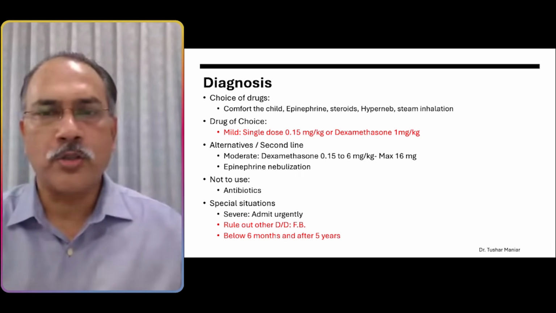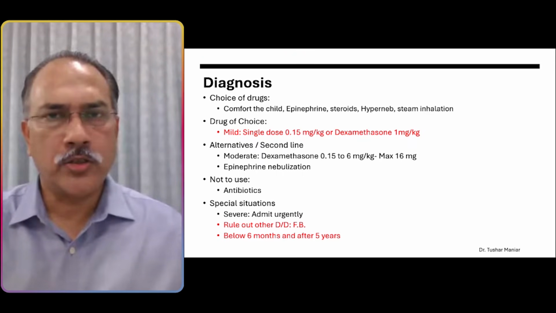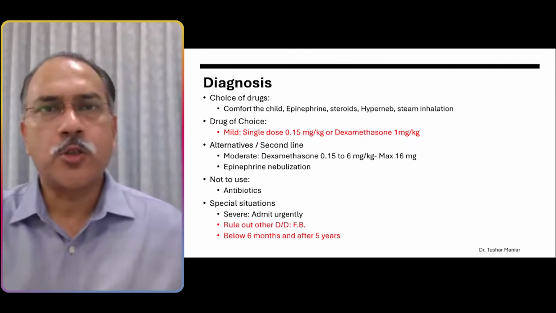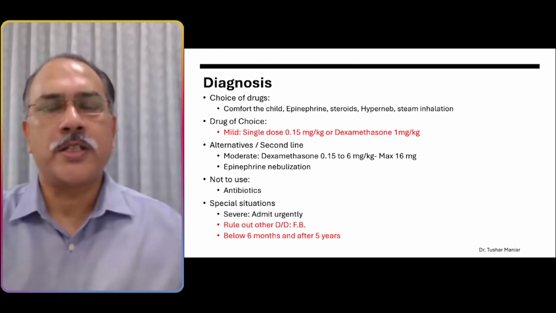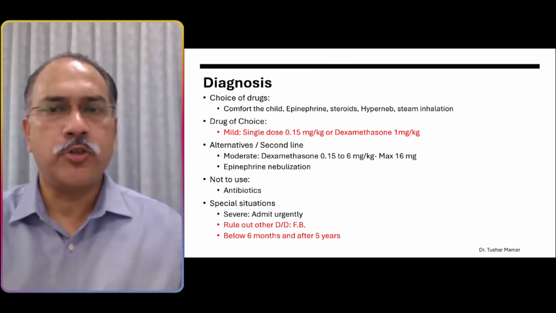It should say prednisolone here. I'm sorry, it's not written here. Should be given. Why have we written prednisolone? Because though dexamethasone is superior, in syrup form, prednisolone is much more easily available. So we tend to use that.